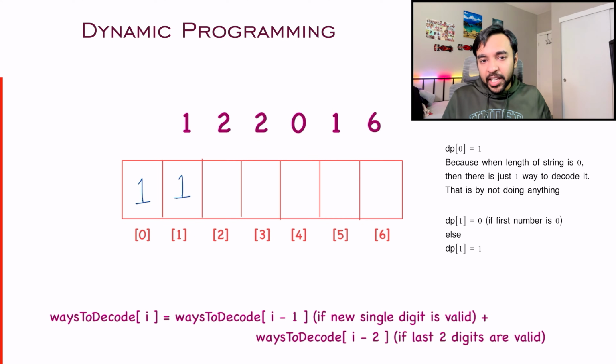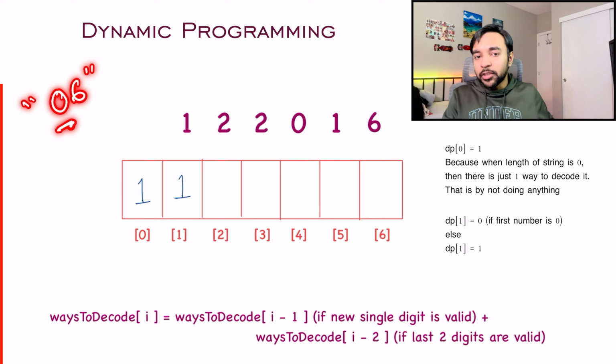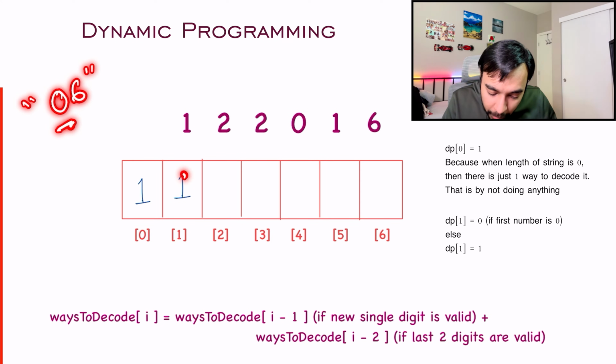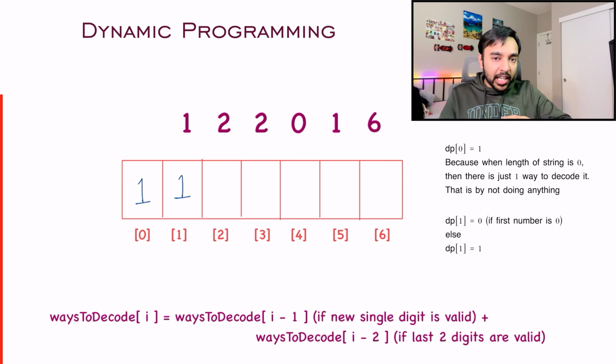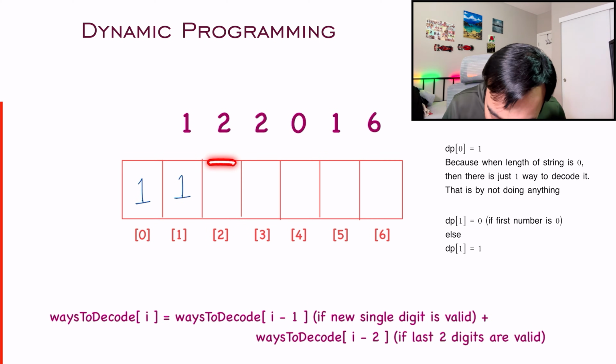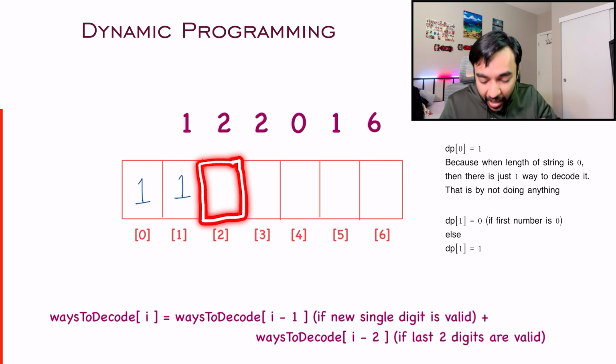So you might be getting an idea. If the test case was 0, 6, then the first number is 0, right? So it cannot be decoded. So this would have been a 0. Just give it a little while and you will understand. Now go ahead. You have to populate this particular value and look at the formula that we had.